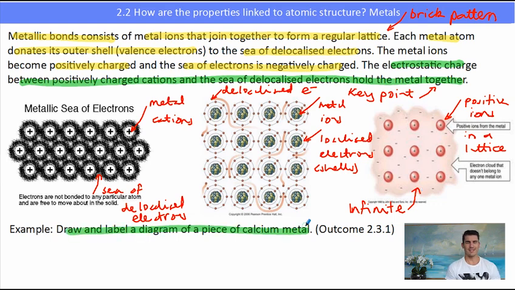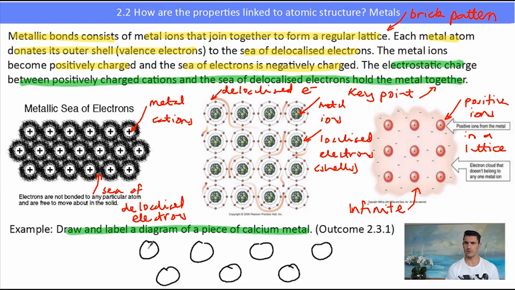You will be asked to draw and label a diagram of the metallic bonding model. So here we're going to draw a diagram of calcium. So here I have my calcium ions arranged up in that lattice formation, like brickwork. Now I need to label my ions, so I label them according to their symbol from the periodic table, and then their charge. So we have Ca2+, and I've just drawn a few here.